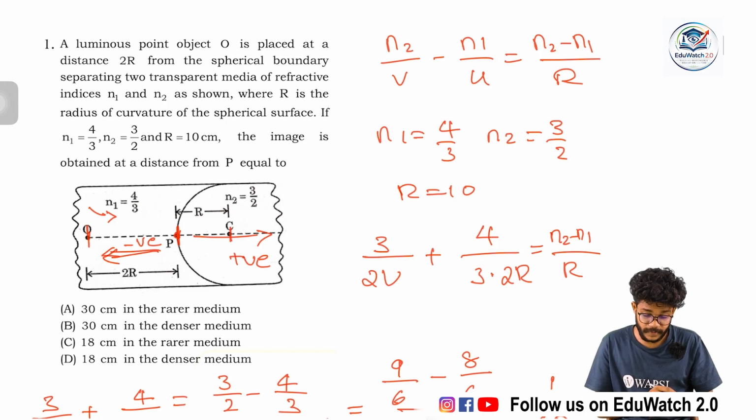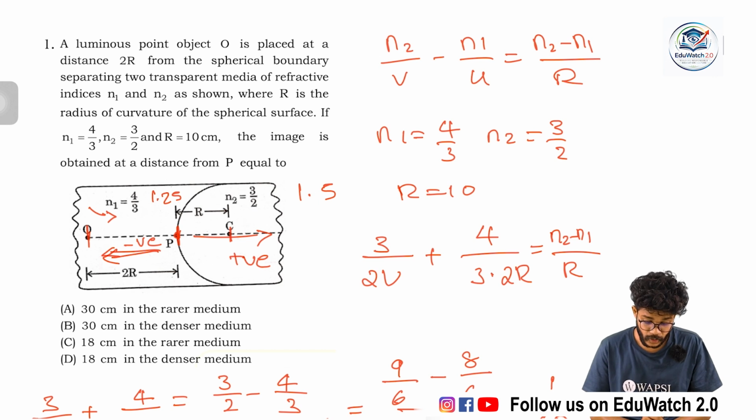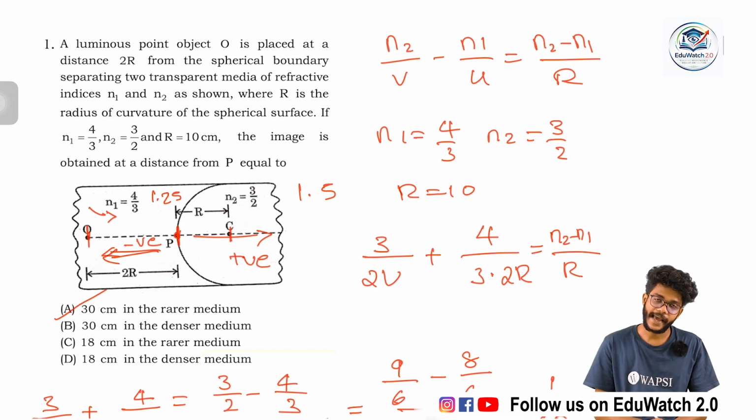Okay, so 30 centimeter from the pole, in the rarer medium or the denser medium? Which one is greater, 4 by 3 or 3 by 2? 4 by 3 means 1.33, and 3 by 2 means 1.5. Which is greater? 1.5. So 1.5 is denser and n1 is rarer. So 30 centimeter in the rarer medium, option A is the correct answer.